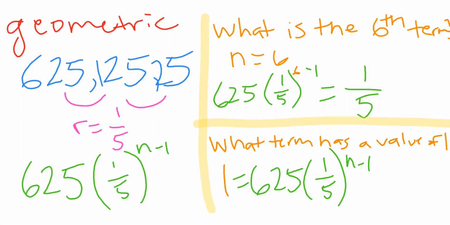Did I do it 4 times? Yes, I did it 4 times. And 625 was my first term. So that's my first, then my second, third, fourth, fifth. So it would actually be n is equal to 5.